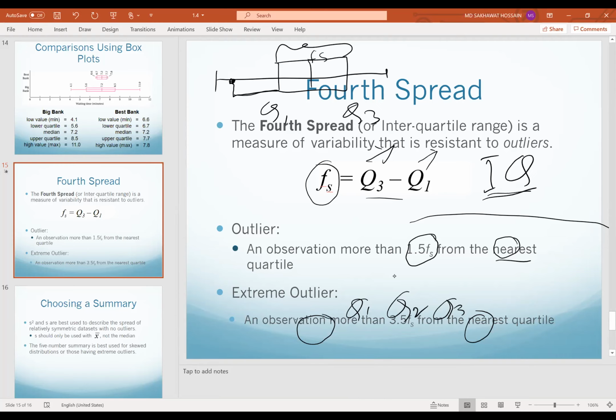And your data might have extreme outliers. If the distance of a value from the nearest quartile is more than 3.5 times the interquartile range, then it is called an extreme outlier. So if the distance of an observation from the nearest quartile is more than 1.5 times the interquartile range, then it is called an outlier. If the distance is more than 3.5 times the interquartile range, then it will be called an extreme outlier.